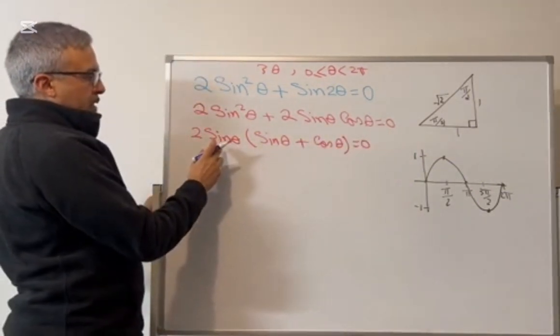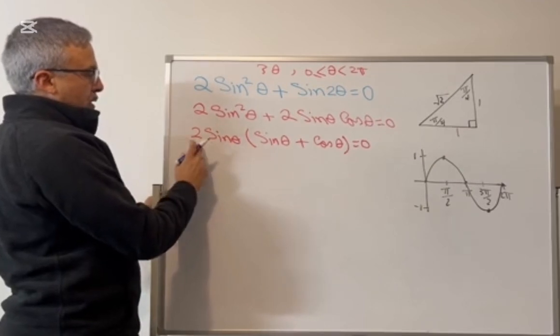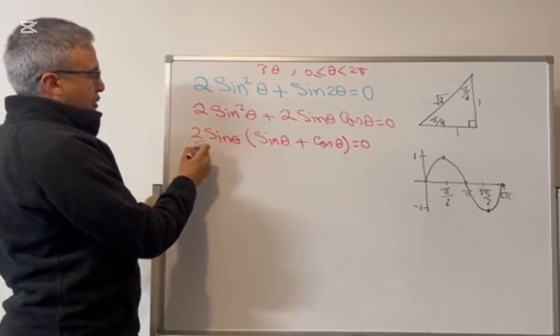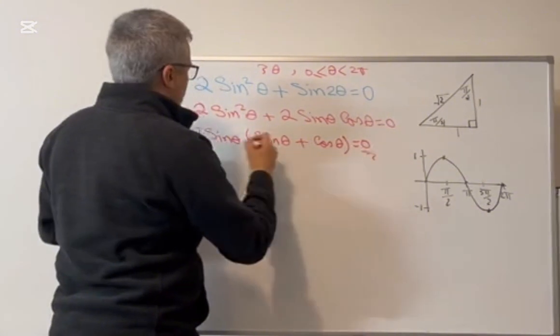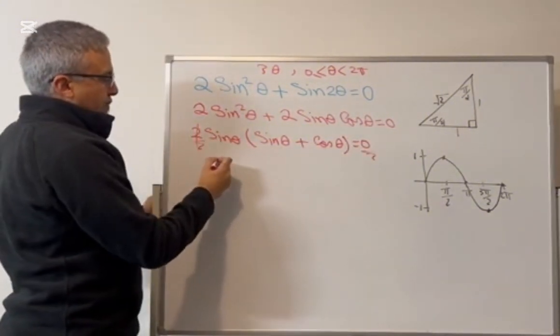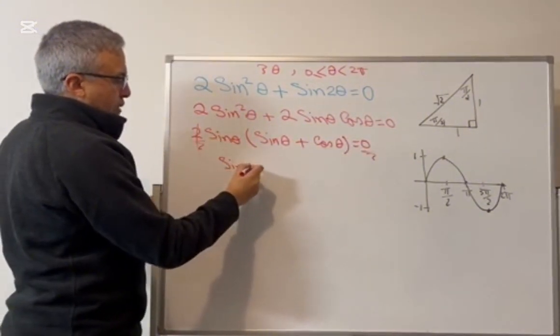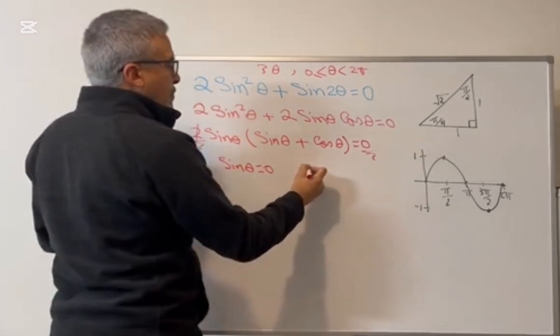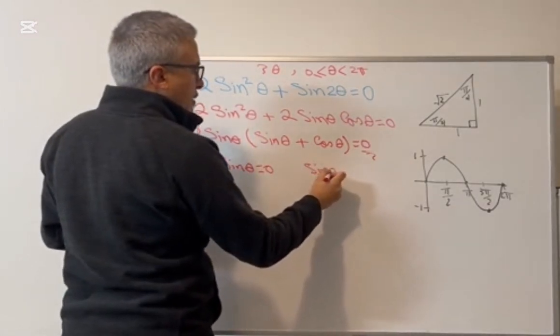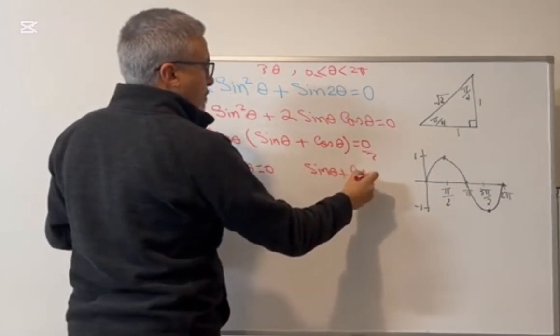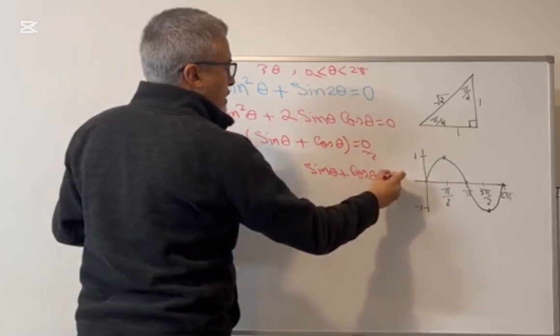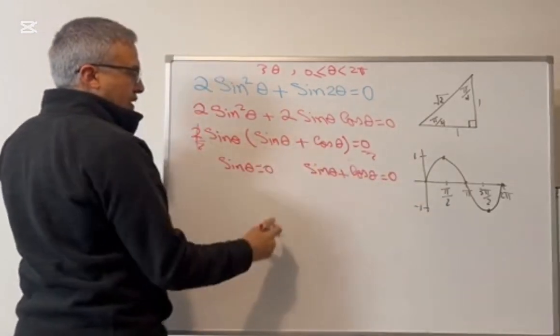Now, it's either sine theta has to equal 0. The 2 doesn't matter here, because you could just divide both sides by 2. And that's gone. But sine theta, that's one possibility, sine theta equals 0. Or sine theta plus cos theta equals 0. So basically all of this equals 0.